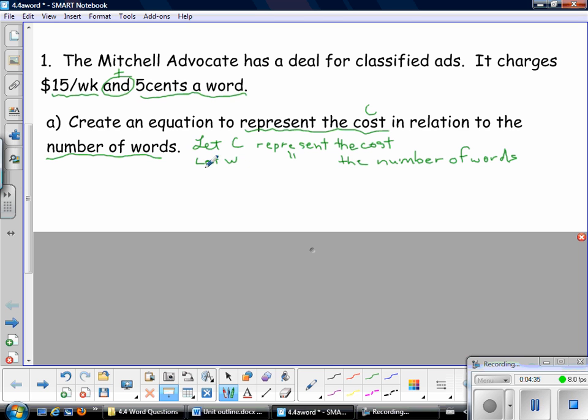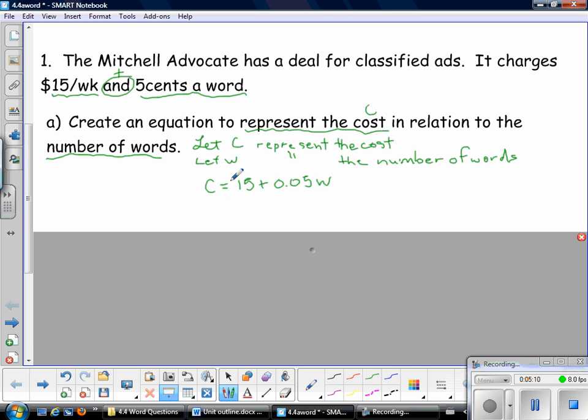So I just translate it. Let's break that down. The cost is going to equal the $15 plus 5 cents, and I think I'm going to put it as decimal 0.5 times the number of words. Now it says per week. We could have come up with another equation too if we were going to do it for more than 1 week. But in most cases, we're just going to do it for 1 week, our ad.